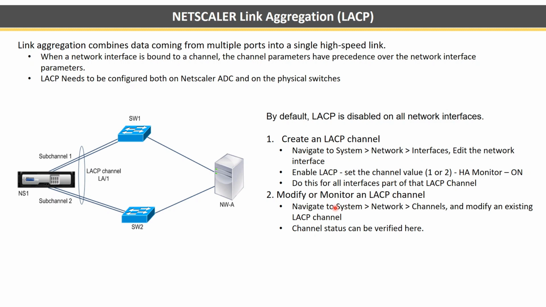It's very simple. Let's say after you created a channel, you want to monitor what's going on. You can do that from System, Network, Channels. Go here and click on the channel, and you can see the status there, whether it is up or down. The channel will come up only when you enable it, and the LACP is configured on both the switches. It has to be configured on both the switches, right?